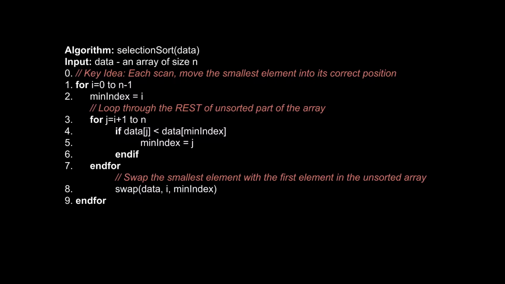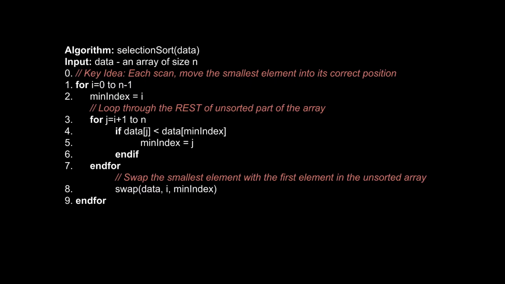So, for example, if i equals 2, the first element of the unsorted part is at index 2, or is the third element of the array. Next, we create a min-index variable, and we set it equal to i. The min-index variable will store the index of the smallest element in the unsorted part. So when we initialize it, we assume that the first element of the unsorted part is the smallest element.